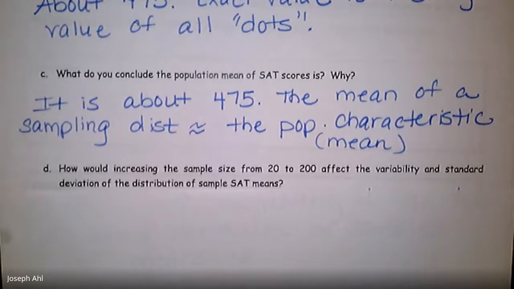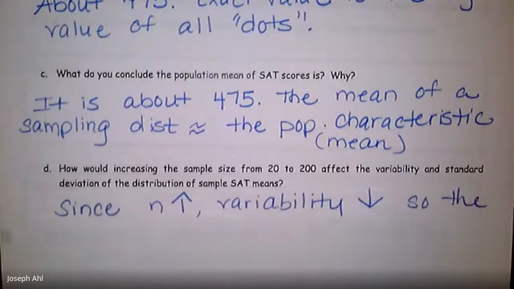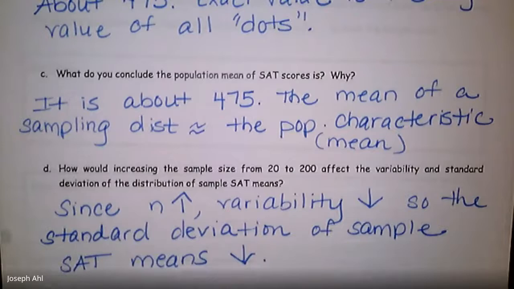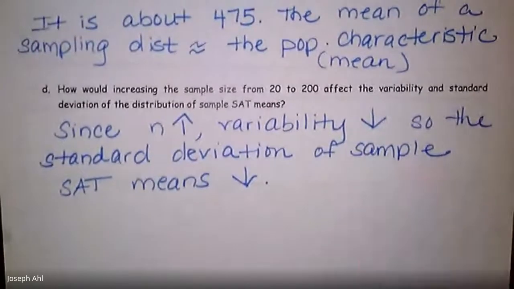How would increasing the sample from 20 to 200 affect the variability and standard deviation of the distribution of sample SAT means? Well, what we've seen for the past 2 days now is anytime we increase that value of n, we're definitely going to decrease that variability, which is in turn going to affect the standard deviation and decrease it. So since n increases, the variability decreases, so the standard deviation of the sample SAT means should also decrease. And that's pretty much it.